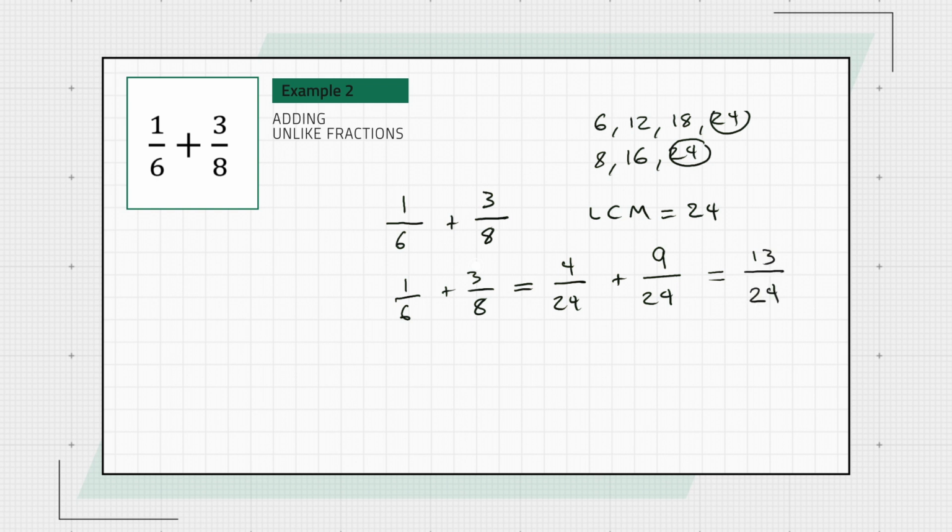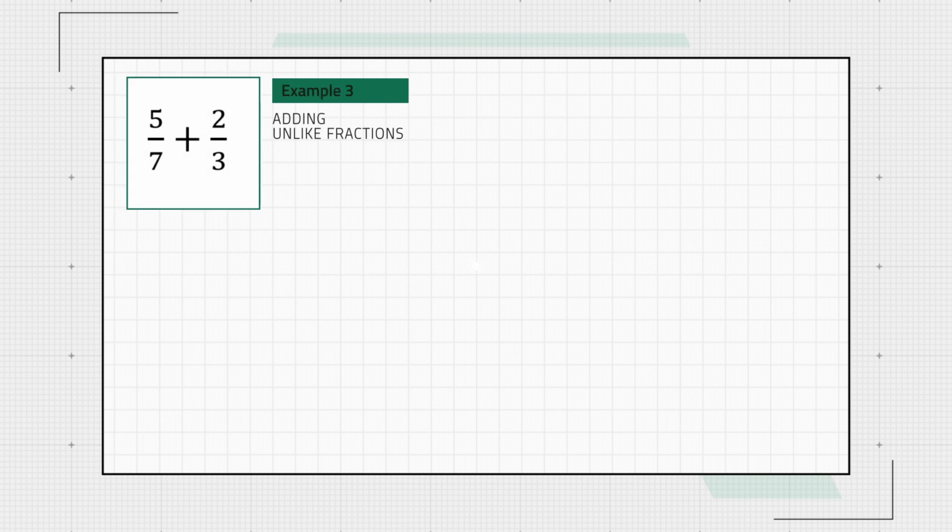I'll bring up another one for you to practice. Okay, so pause the video and then I will solve it. Alright, so we have 5 over 7 plus 2 over 3, and we need the lowest common multiple. Now this one, the lowest common multiple, is found by multiplying the two denominators. The LCM is equal to 21. Alright. So 5 over 7 plus 2 over 3 is equal to something over 21 plus something over 21.